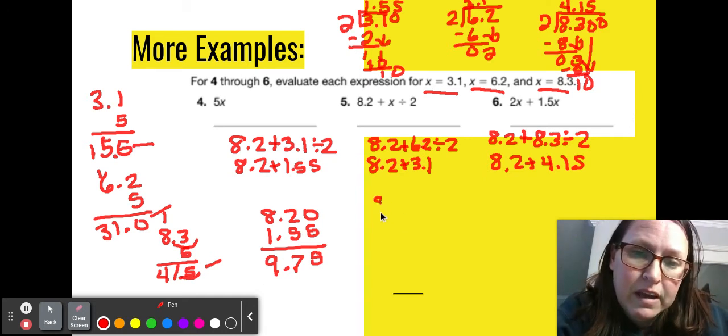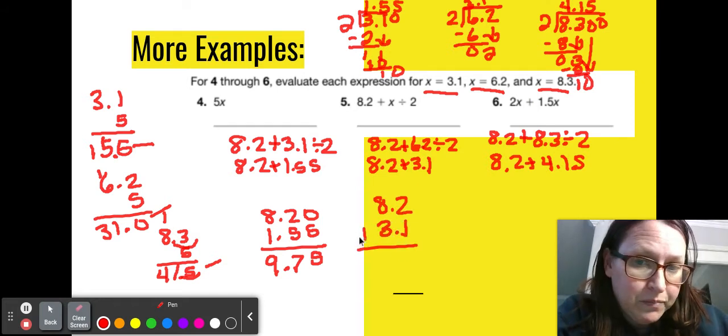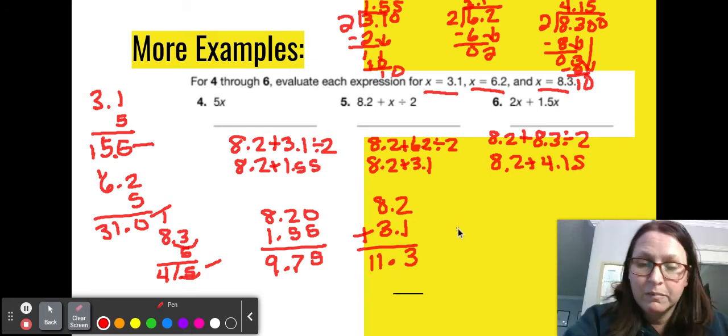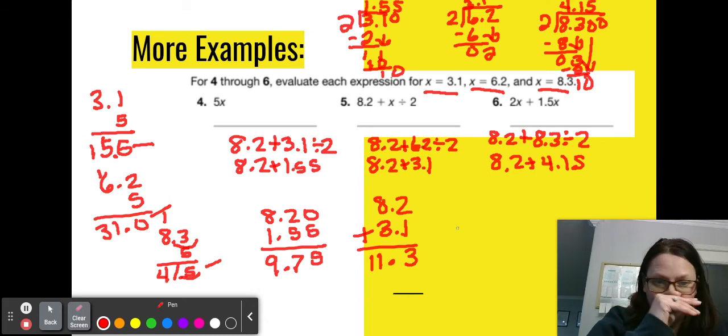Let's do the next one. 8.2 plus 3.1. Line up my decimals. 2 plus 1 is 3. 8 plus 3 is 11. And bring my decimal down. So my answer is 11.3.